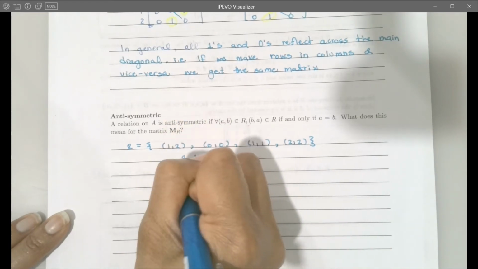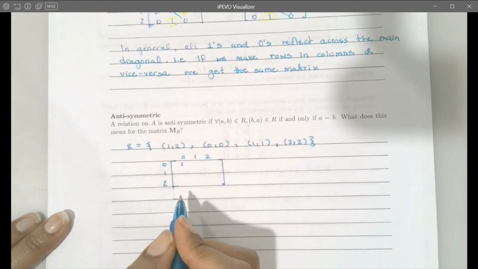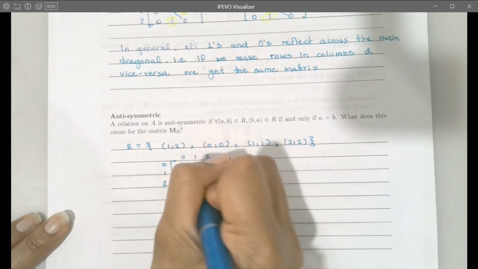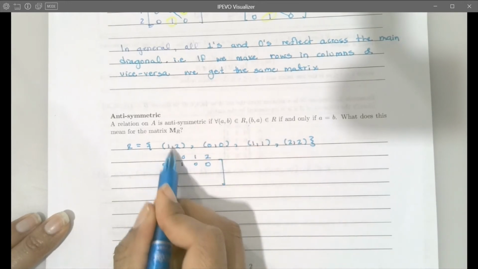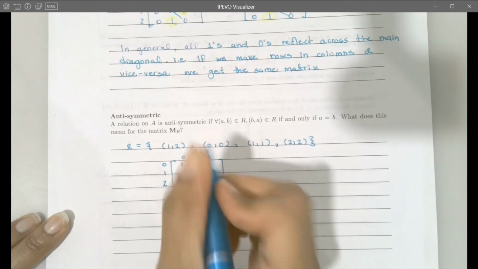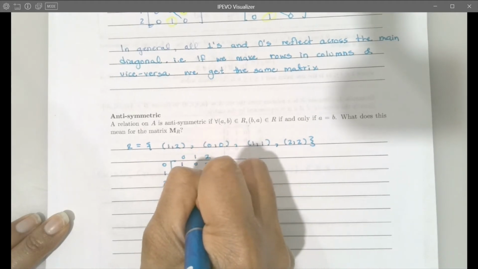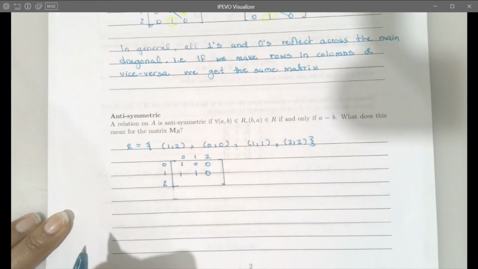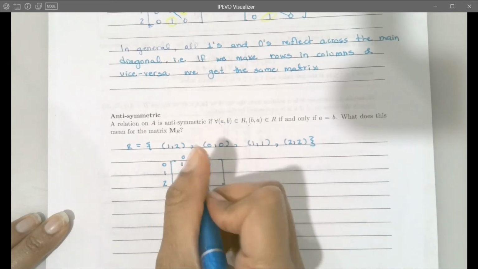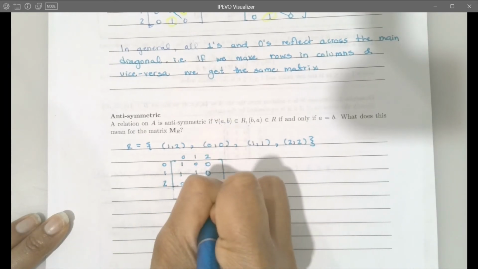0 gets mapped to itself, so we have a 1 at row 1, column 1, and then nothing else. 1 gets mapped to 2, and 2 gets mapped to 1, so we'll have a 1 here, and a 1 here, and a 0 everywhere else. And then 2 gets mapped to itself, and that's about it.